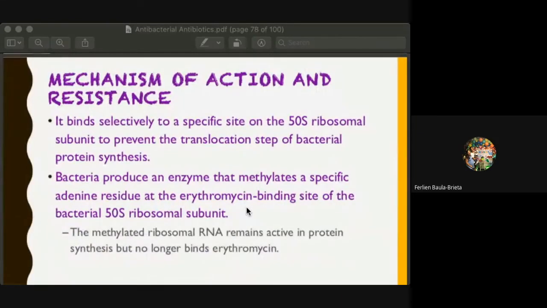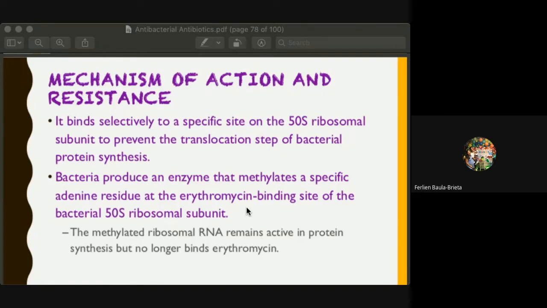Mechanism of action and resistance. So first, in the action of our drug, it binds selectively to a specific site on the 50S ribosomal subunit to prevent the translocation step of bacterial protein synthesis. So they have the same general mechanism of action as our tetracycline, but in the specifics, it acts on 50S ribosomes, while tetracycline acts on 30S.